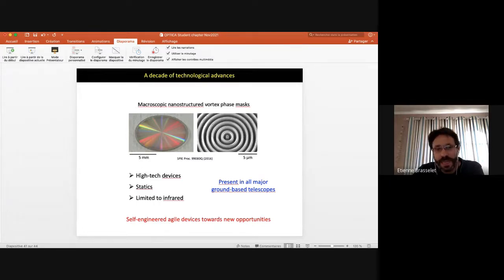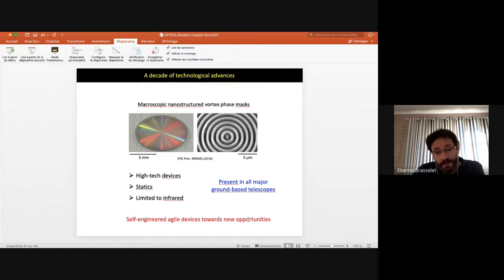However, those elements are, of course, state-of-the-art elements. They are static, fabricated once and for all. There are only a couple of pieces for a given telescope. However, they are present in all major ground-based international telescopes, even though they are limited to the infrared at the present day, because it's very difficult to get very high quality, very large surfaces with submicronic structuration. And here comes the liquid crystal.